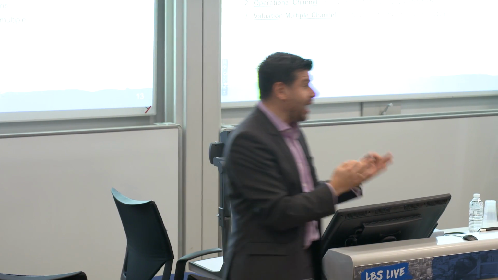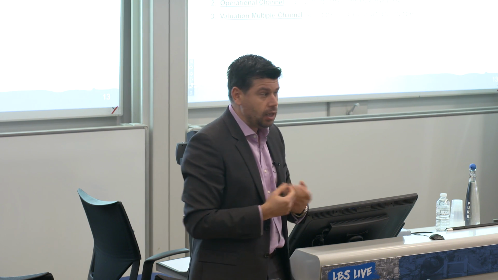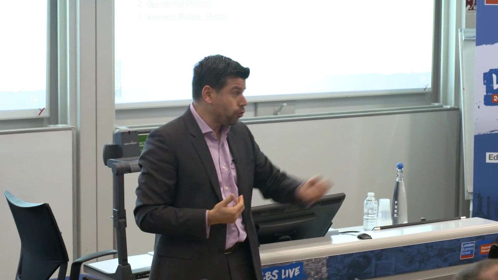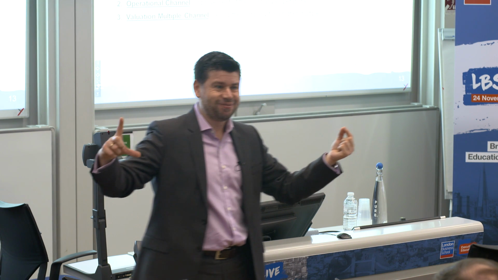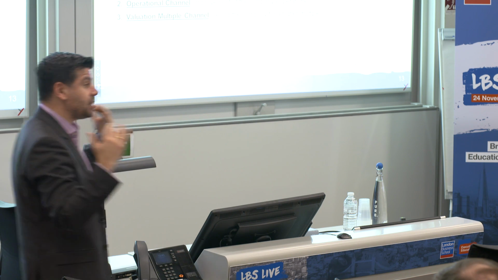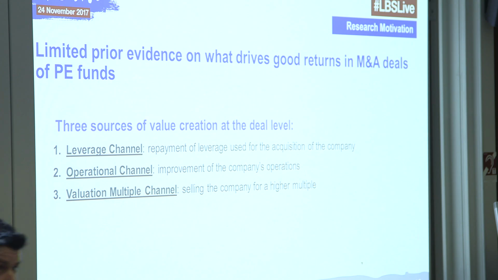So if I start with 80 in leverage at the beginning, so I put 20 equity, and when I sell it, the ratio flips. Yeah, I have 20 in debt by the time I sell. Now equity is 80. Well, my investment grew from 20, which is my initial equity ticket in the deal, to 80. I made 4 times my money by simply servicing the debt that I took to buy the company. That's what we call the leverage channel. Are you comfortable with that?